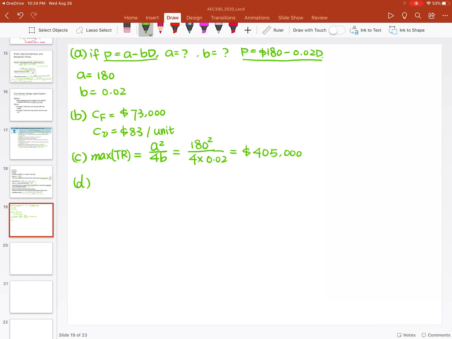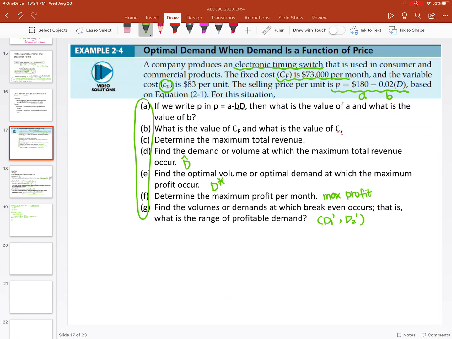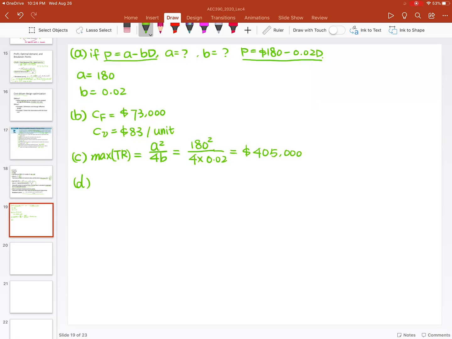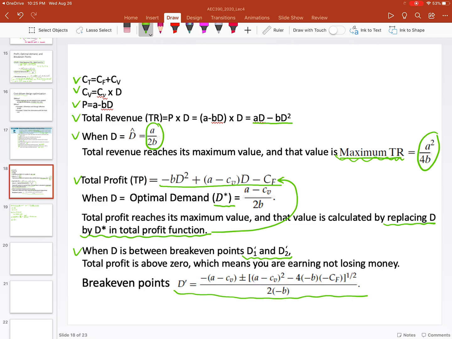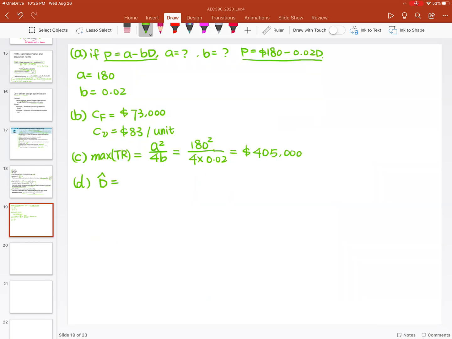And now, question D. Question D is, find the demand or volume at which the maximum total revenue occurs. Okay, so that's gonna be D hat. The function for D hat is here. Okay, it's A over 2B. A is 180, B is 0.02. Okay, and if you calculate, it's 4,500 units, which means if you sell 4,500 units, you can reach your maximum total revenue.